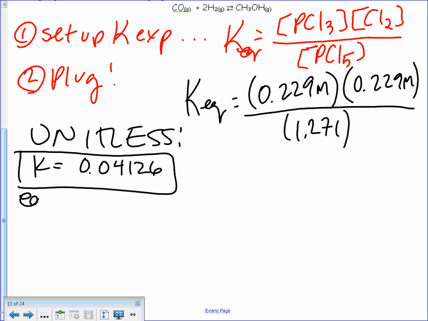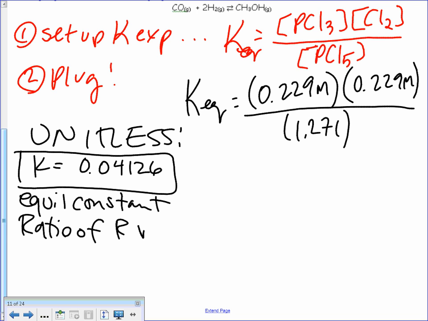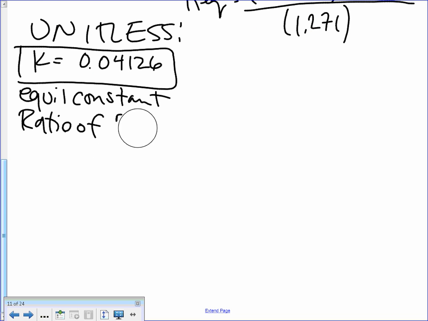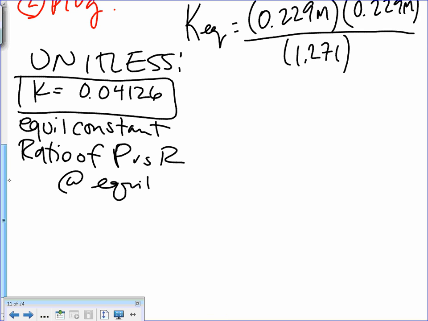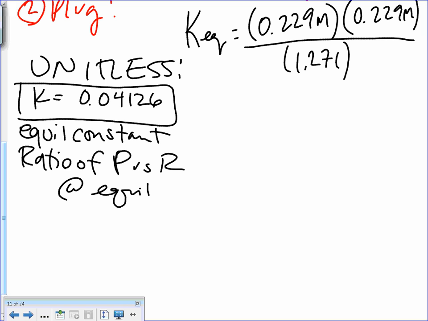It means, first of all, it's the equilibrium constant, and it means it's the ratio of products versus reactants at equilibrium. It means more than that, but that's the basic of it. So looking at this ratio of products versus reactants, obviously you can tell it's less than 1. K is way less than 1. Products favored or reactants favored? Reactants are highly favored.